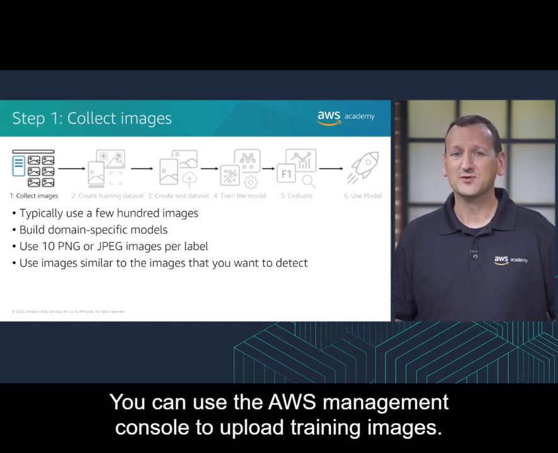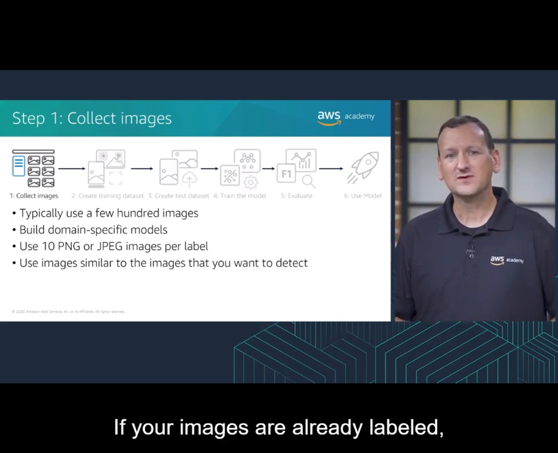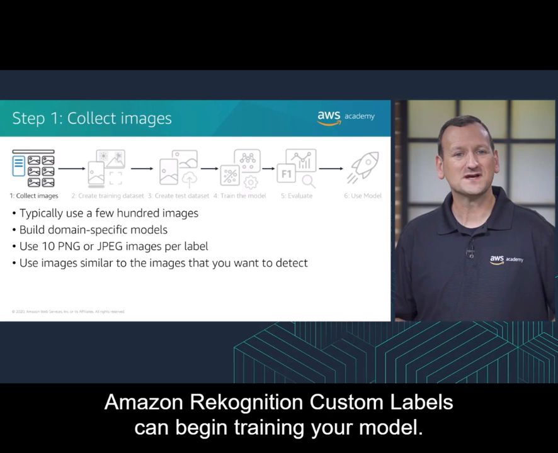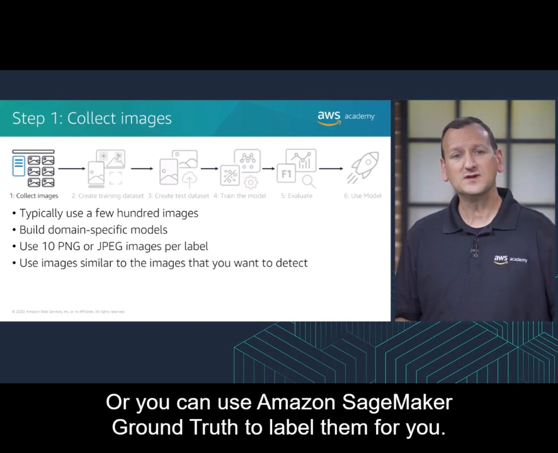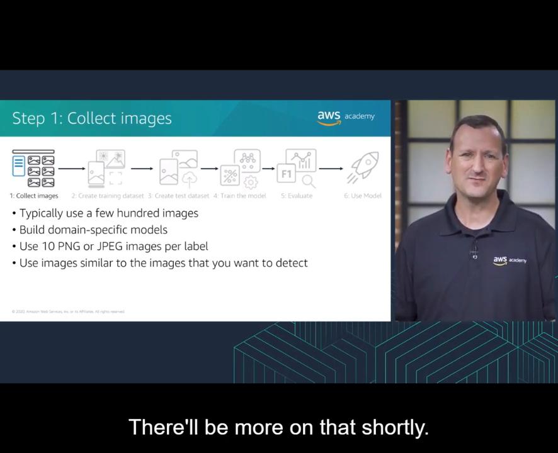You can use the AWS Management Console to upload training images. If your images are already labeled, Amazon Rekognition Custom Labels can begin training your model. If they're not, you can label the images directly in the labeling interface. Or you can use Amazon SageMaker Ground Truth to label them for you. There'll be more on that shortly.